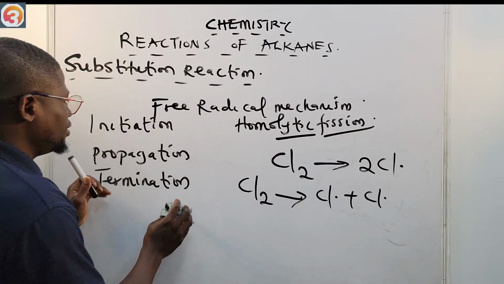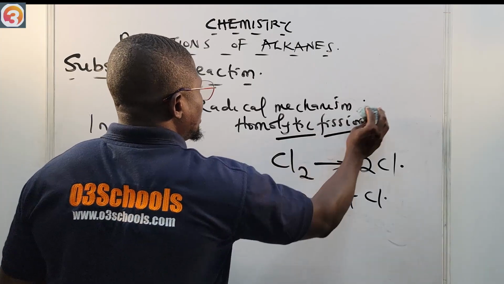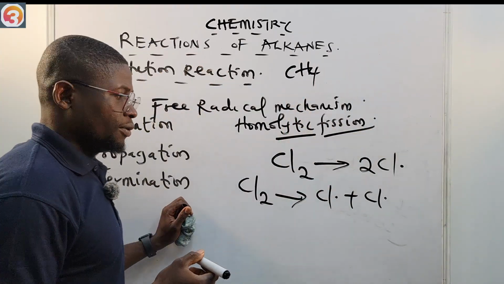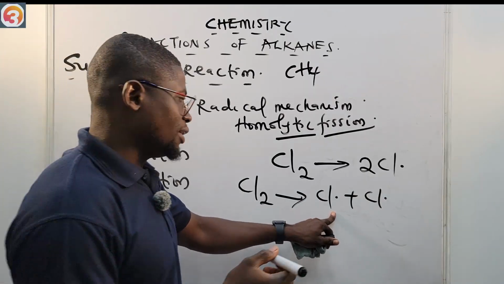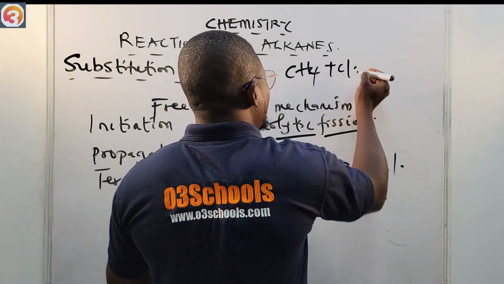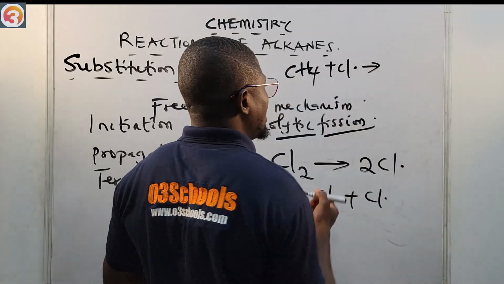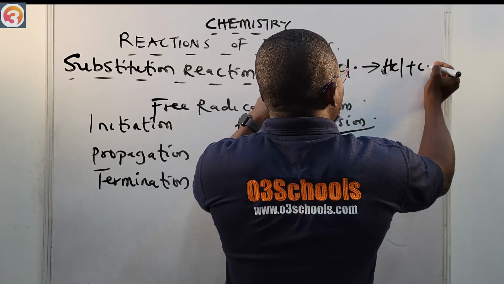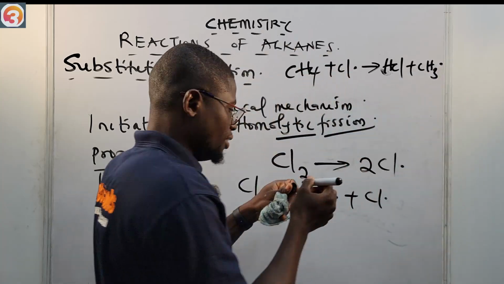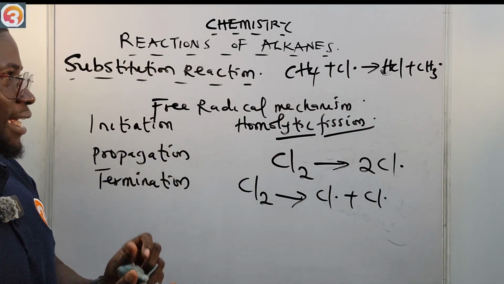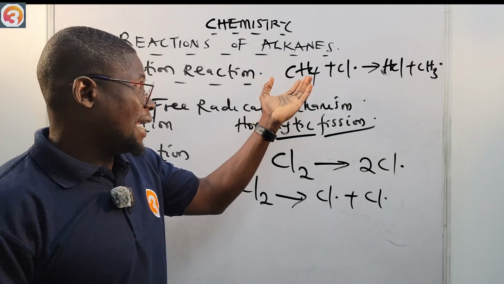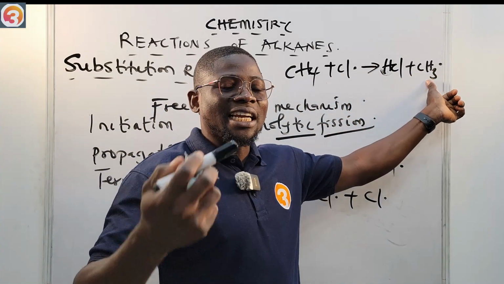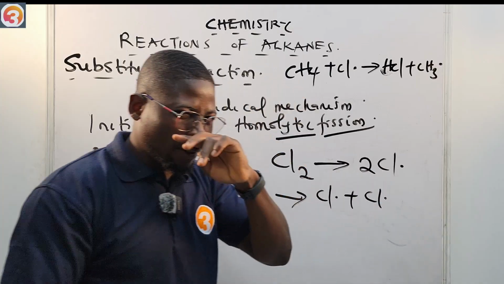Then in the next stage, which is the propagation stage, we're now going to see, for example, methane, which is CH4, reacting with one of the chlorine radicals, plus Cl radical. So if it does this, we're going to have HCl plus CH3 radical again. So when a methane or an alkane reacts with this chlorine radical, it will form hydrochloric acid, and another radical is formed again in the propagation stage.